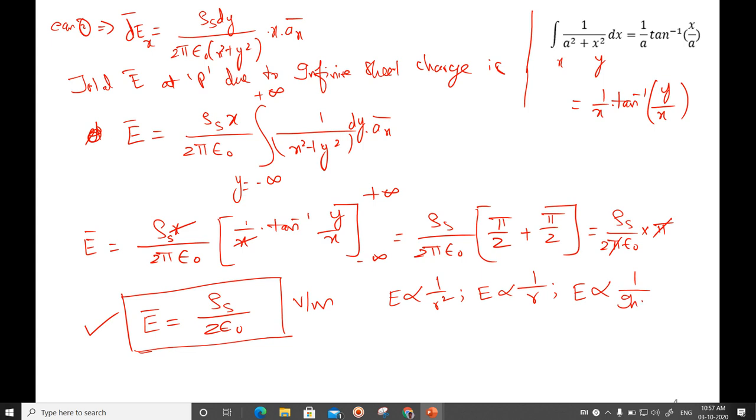It is not dependent on the distance. So whether the point is located near to the sheet or far away from the sheet, the field experienced by that particular point will be the same. The intensity is the same, right? I hope you got this concept. Everywhere, the field experienced by the point, whether near to the sheet or away from the sheet, will be the same. The magnitude will be the same. I hope you understood this.